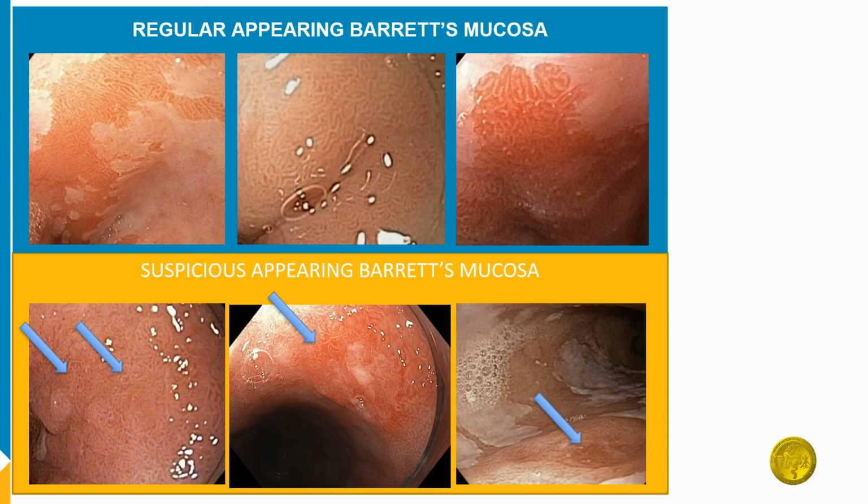We should familiarize ourselves with regular appearing Barrett's mucosa, where we see ridge, villus, and cerebriform patterns. Contrast that to areas of loss or distortion of patterns where we find suspicious areas of Barrett's mucosa, such as the bottom panel.